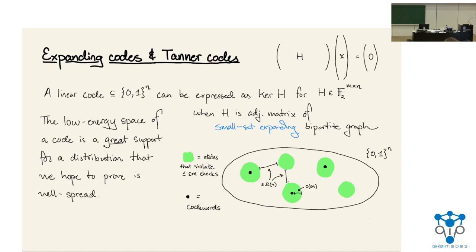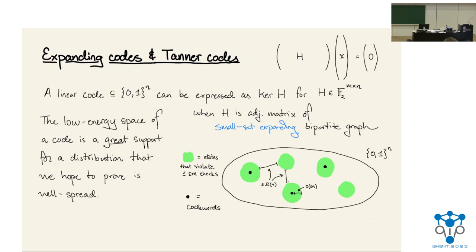So if I could prove that my distribution is supported on a code space, if I could prove that my distribution is supported on the low energy solutions of a code, then I'm starting to make good progress towards NLTS. Okay.